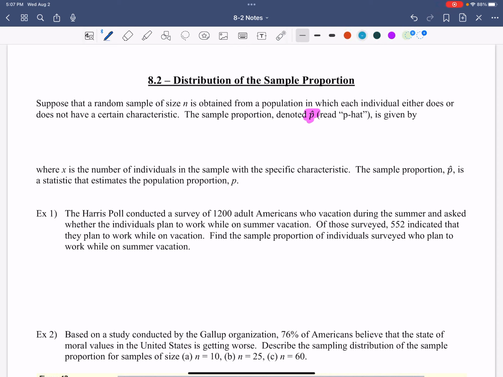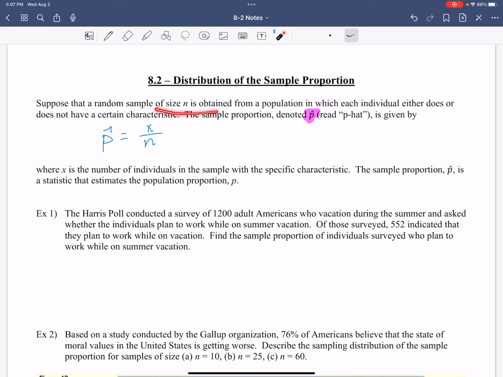It is given by, what happens when you find a proportion? Any proportion out there ever, what do you do? Part divided by whole, and that's exactly what's happening. So x that we're trying to find divided by our n, where x is the number of individuals in the sample with that specific characteristic, the specific thing we're looking for, the part. The sample proportion p hat is a statistic that estimates the population proportion P.